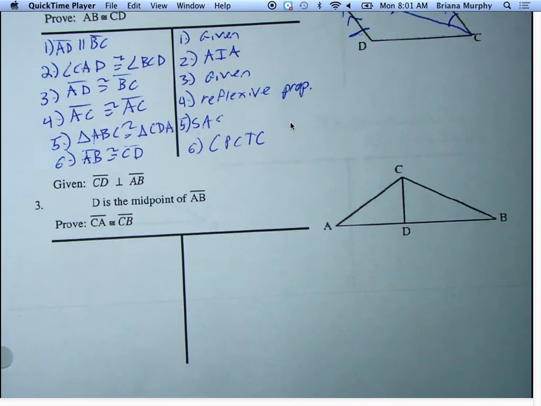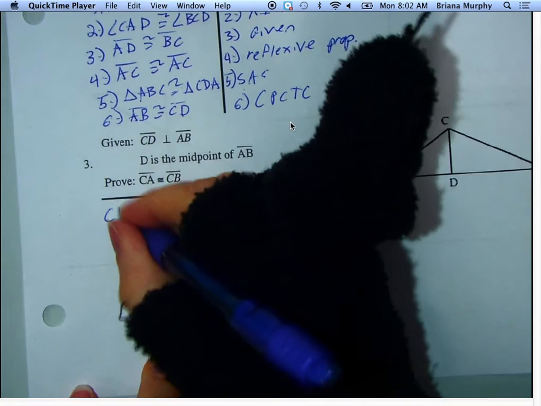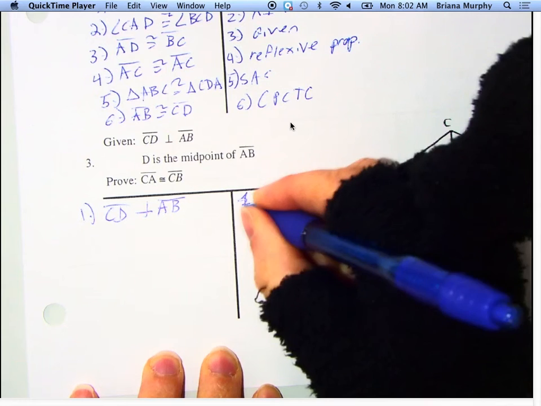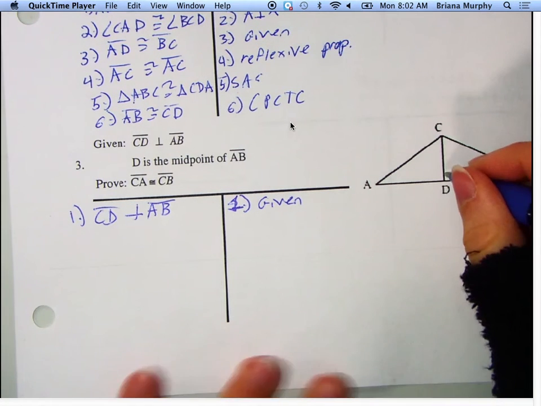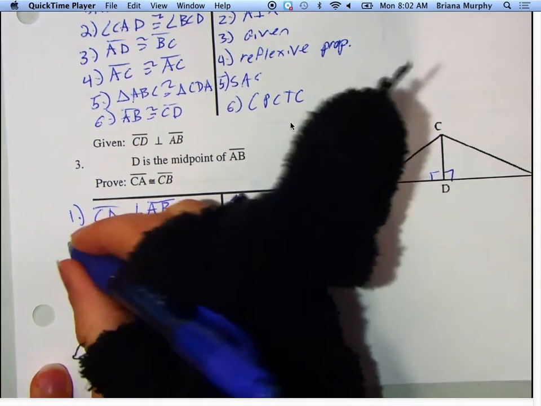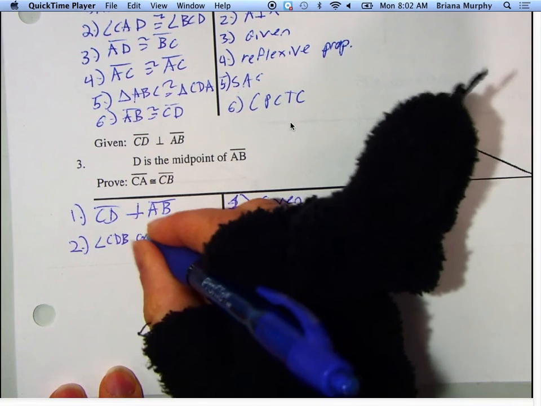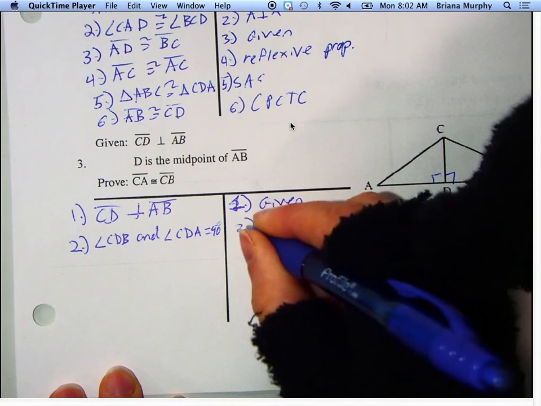Just gonna give you one more minute. Okay, what'd you guys put down first? CD is perpendicular to AB. We remember what perpendicular means, right? Okay, if it's perpendicular, this is the given, that must mean we have some 90 degrees. CD is perpendicular to AB. So that means that angle CDB and angle CDA are 90 degrees by definition of perpendicular.